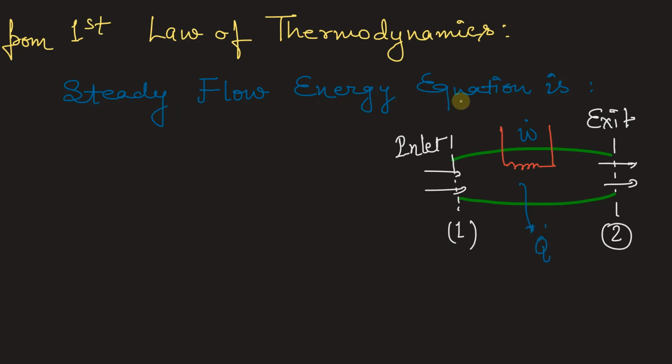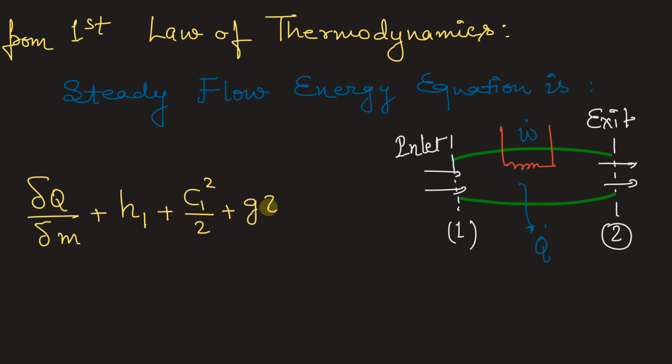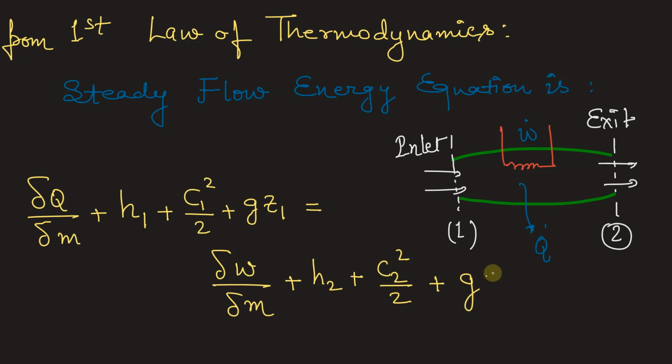Now the steady flow energy equation can be written as the change of heat with the change in mass plus enthalpy at the inlet plus the kinetic energy of the gas at the inlet plus the potential energy. And that should be equal to work done per unit mass plus enthalpy at the exit plus kinetic energy at the exit plus the potential energy at the exit. So this is the steady flow energy equation.